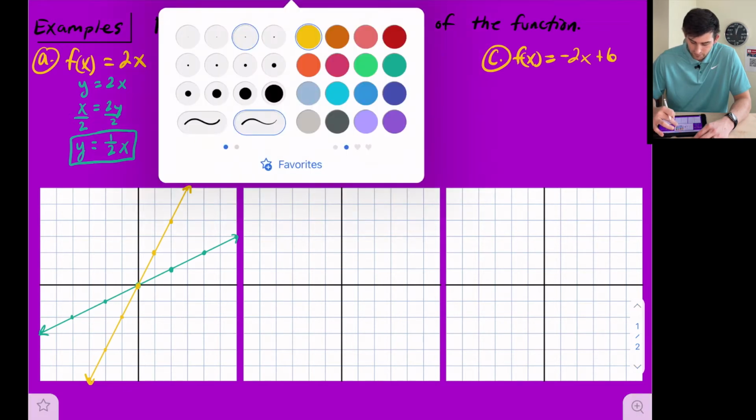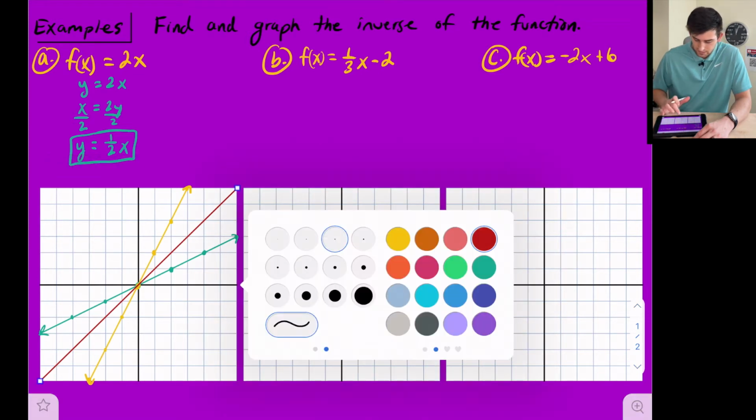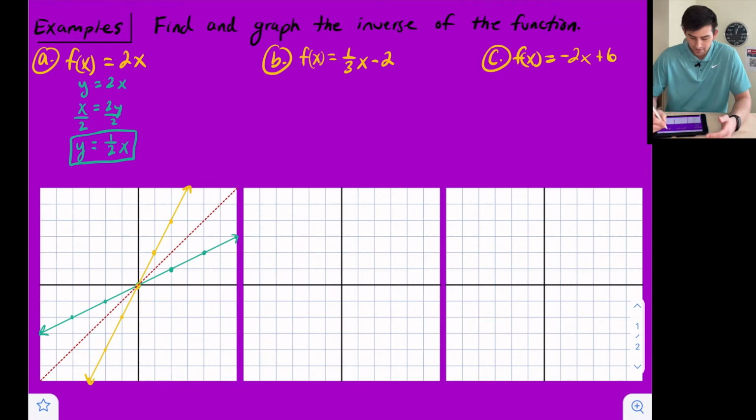Now if we think about this line of symmetry, let's add that in. For all of these that we do, we should see that the original function and its inverse are symmetrical over this line that we see right here, which is y equals x. So that's always a good way to check. For your linear function, make sure that the two functions are symmetrical over that line, or it looks like you could fold them over that dashed line that I have there. That means we've done it correctly, okay?